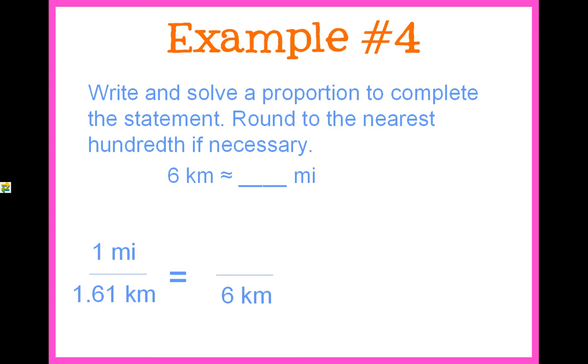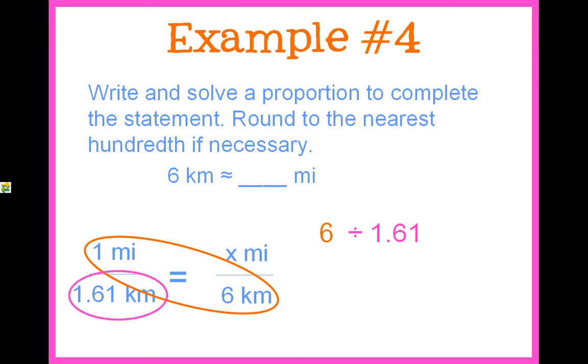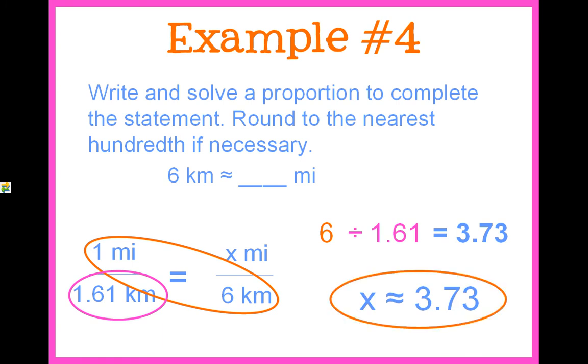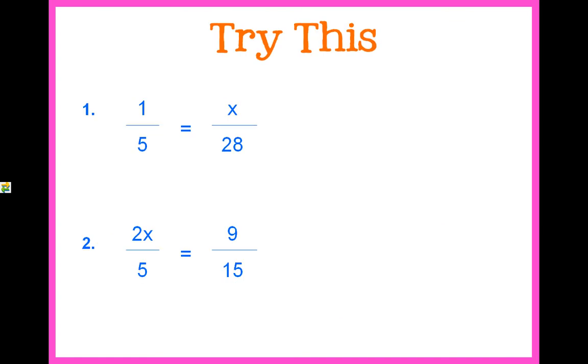We are going to cross multiply here, get 6, divide by what's left, and we get 3.73. So, 6 kilometers is approximately equal to 3.73 miles. Okay, try these on your own, see what you can do.